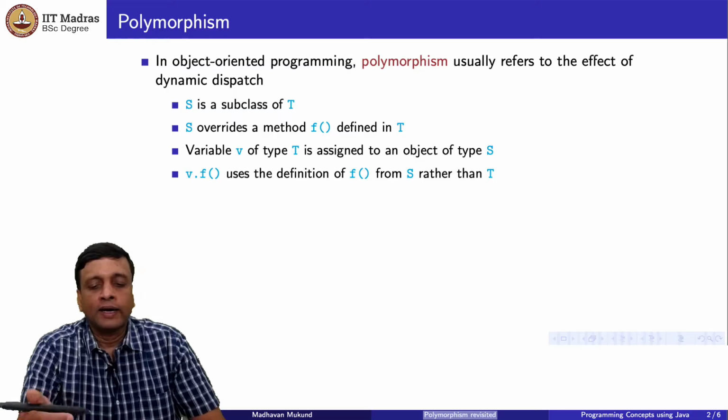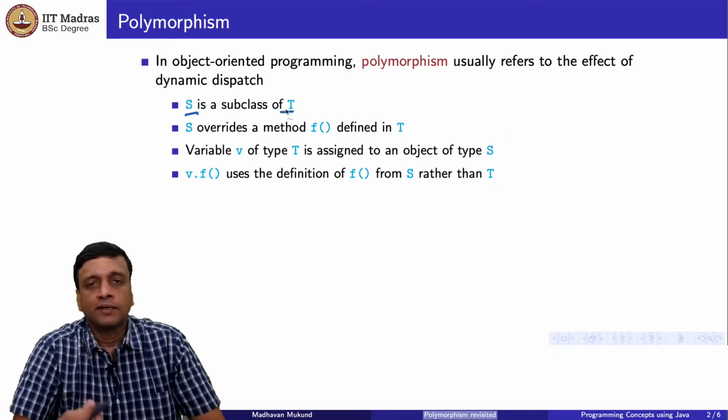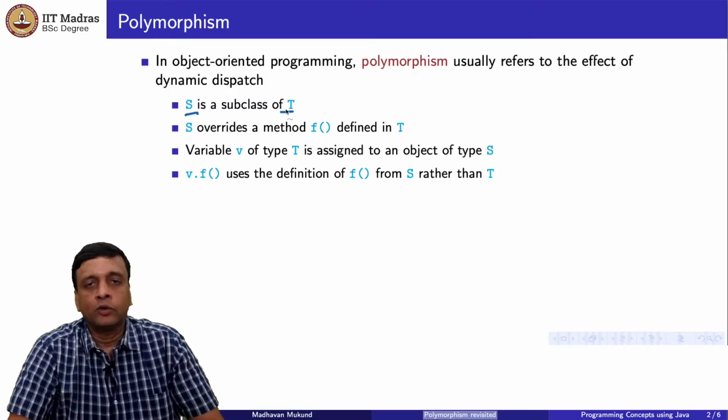In particular, if you have two classes, S, which is a subclass of T, that means an object of type S can do everything that an object of type T can do and more. And in particular, if you have a variable of type T, you can assign it an object of type S. So wherever you expect a T, you are willing to take an S because S can do everything that T can do and more.